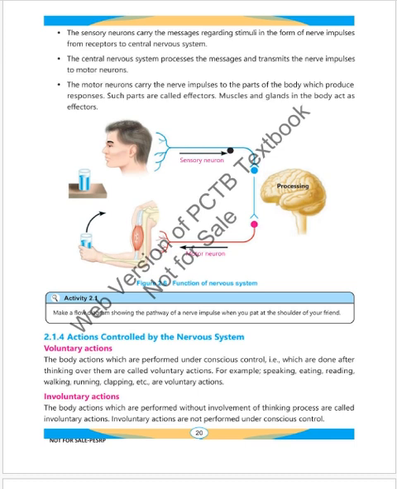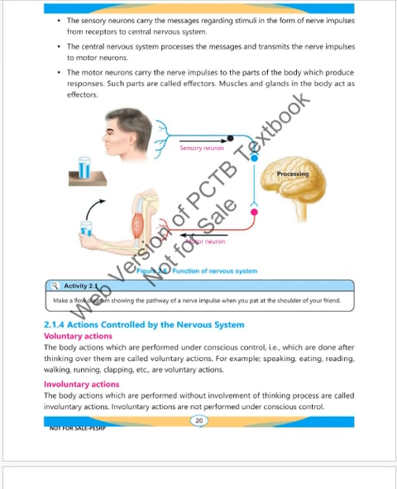Actions controlled by the nervous system. Voluntary action. The body actions which are performed under conscious control, which are done after thinking over them, are called voluntary actions. For example, speaking, eating, reading, walking, running, and clapping are voluntary actions. Involuntary action. The body actions which are performed without involvement of the thinking process are called involuntary actions. Involuntary actions are not performed under conscious control.